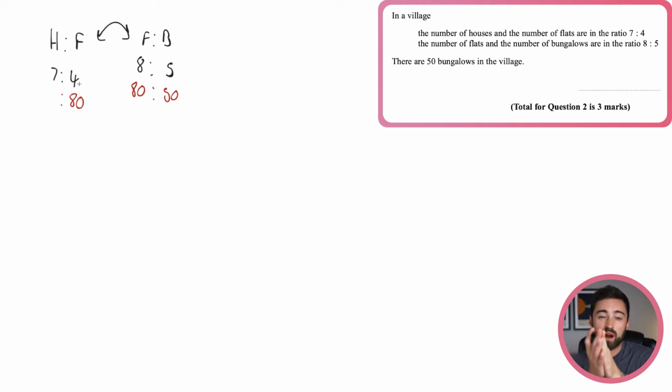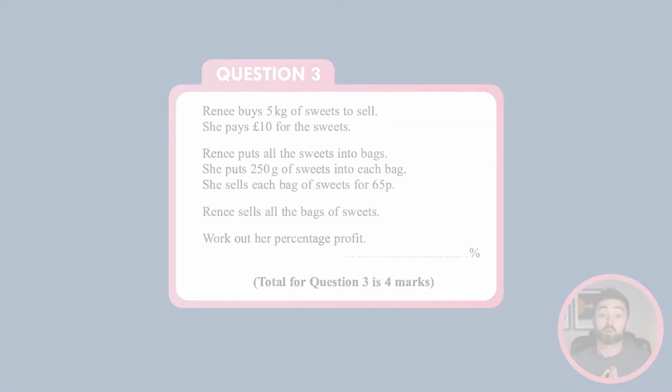So times them by 20, I would usually times by 10 and then double it. Or double it, then times by 10, whatever you want. So 7 times by 10 is 70. Times that by 2, you get 140. So your answer is going to be 140 houses. Simple as that. Question 3.